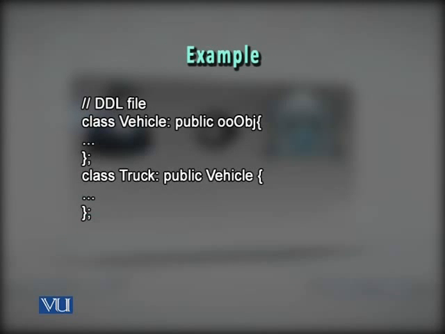For example, this is a simple example in front of you, where a DDL file is given, and here you can see how the class has been defined. A class vehicle is defined, and it has been made PCC. Then a class truck has been defined, which inherits from the vehicle, and because vehicle is PCC, the class truck also becomes PCC. C++ programmers are also used to defining template classes.